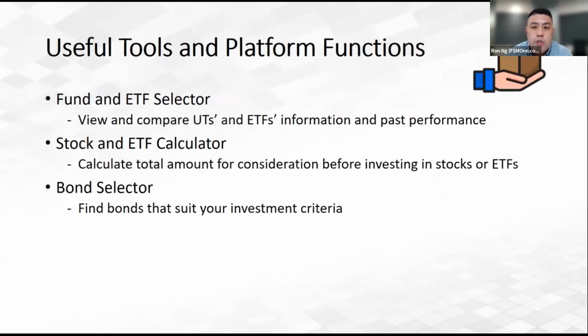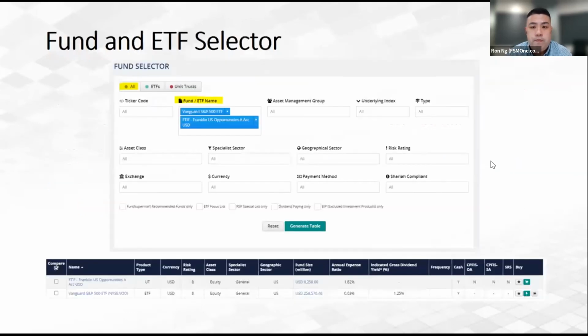And there are some tools and functions you can utilize on our platform to help you make better investment decisions. Tools such as the fund and ETF selector, where you can view and compare each fund's information and track record. The stock and ETF calculator, where you can calculate the total amount for consideration, including all relevant exchange fees. And finally, the bond selector, where you can search for bonds that suit your investment profile.